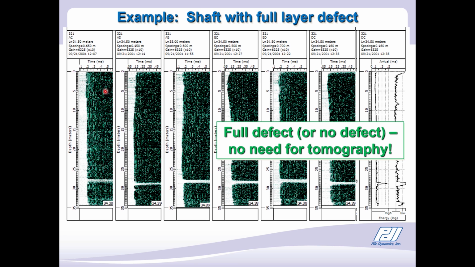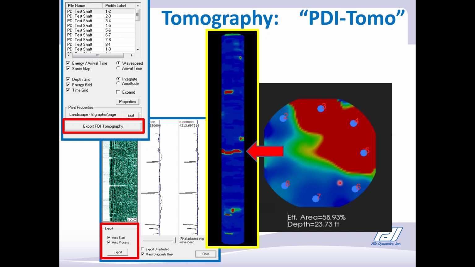If we have a shaft where we have a defect in every single profile at the same depth, we don't have to do a tomography analysis. We know we have a full layer defect. Similarly, if the entire shaft looks good, again, no reason to do a tomography analysis. It's only when some profiles have a defect showing and other profiles at the same depth look perfect that a tomography analysis to determine the size of a defect might be useful.